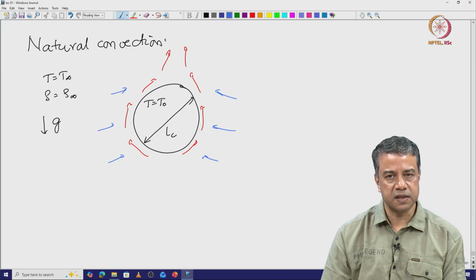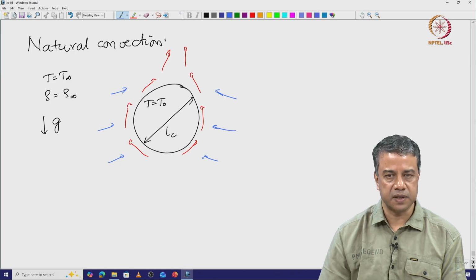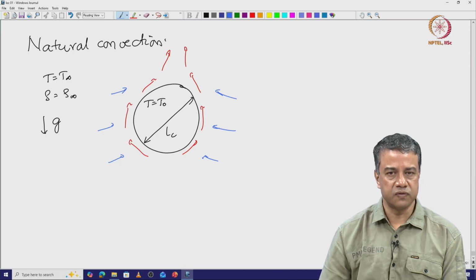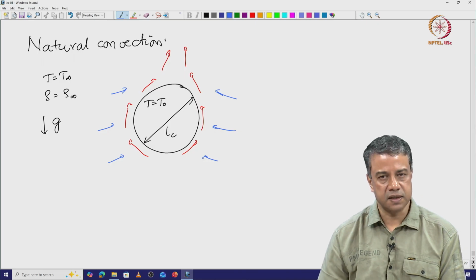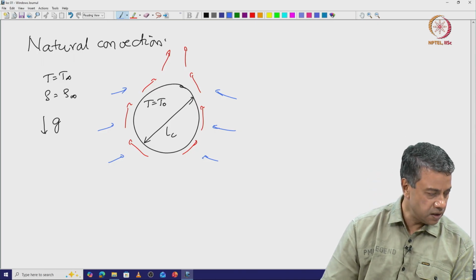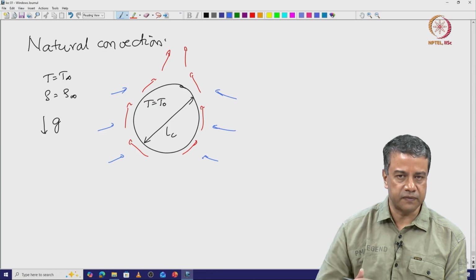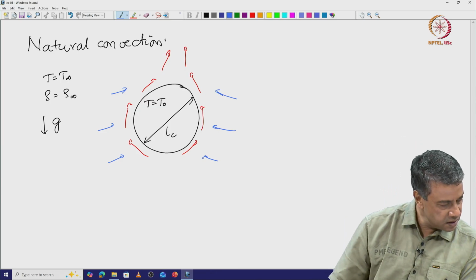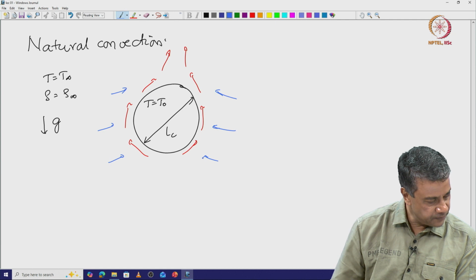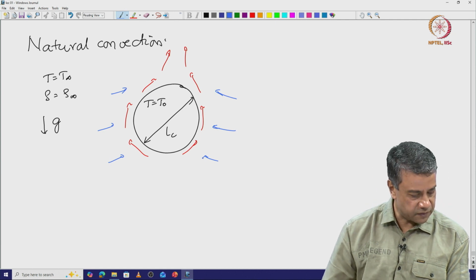And because of this mechanism, heat is taken away from the object as cold fluid moves in, gets heated and then rises, taking away the heat with it in a plume that is there above this object. So, this is the process called natural convection.